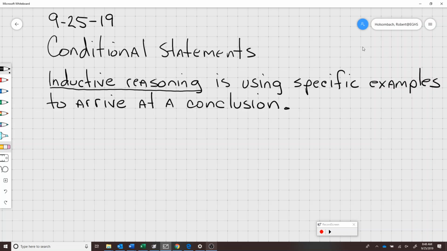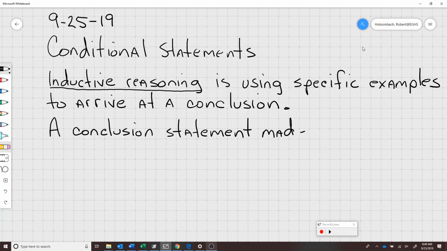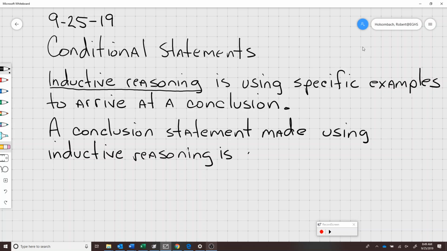A conclusion statement made using inductive reasoning is called a conjecture. Conjecture.